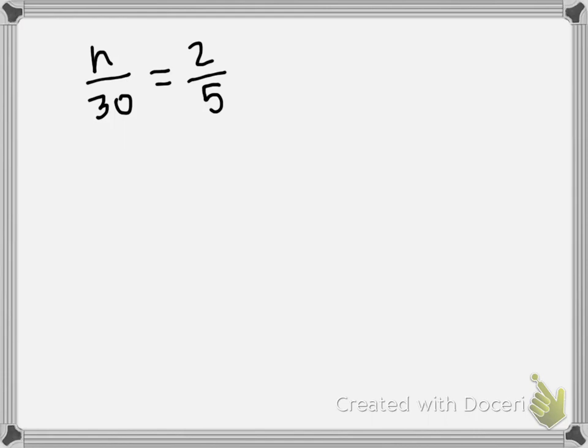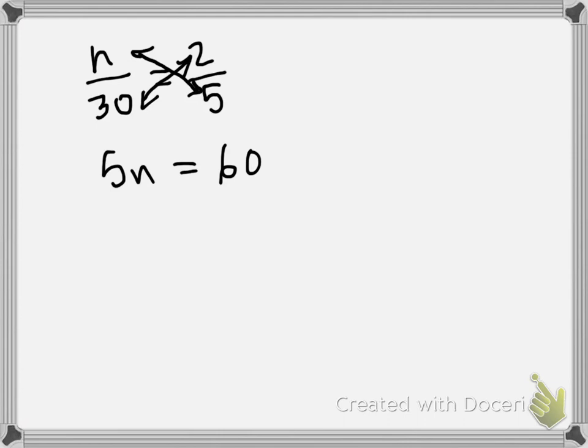So if we look at a problem like this, n over 30 equals 2 over 5, we want to solve this proportion, then we are going to use the cross product. So what are the cross products? Well, they're products that we get when we multiply across the diagonals of our proportion. Okay, so if I do that first cross product, 5 times n is 5n. And the nice thing about these is the cross products are always equal to each other when we're working with a proportion. So 5n is my first cross product. 30 times 2 is 60. It's my second cross product, and those cross products are equal to each other.